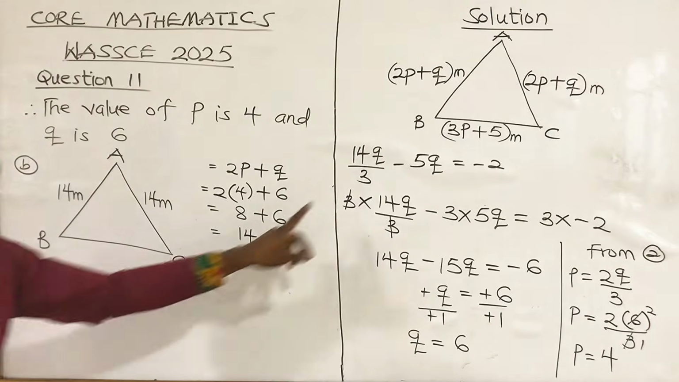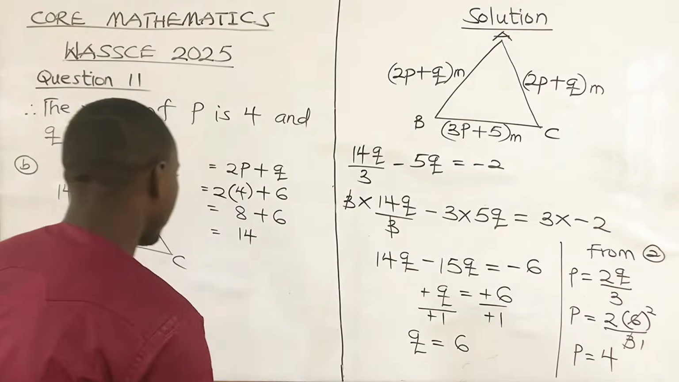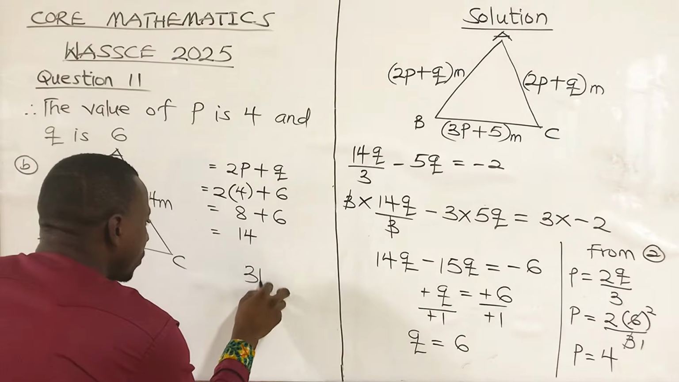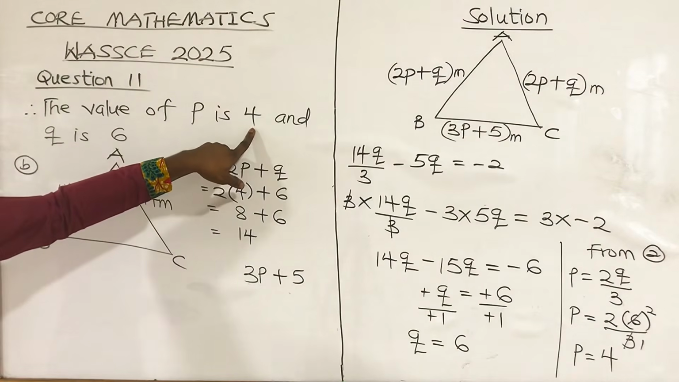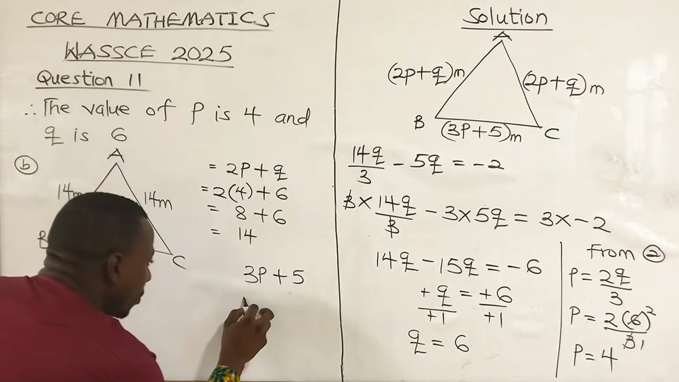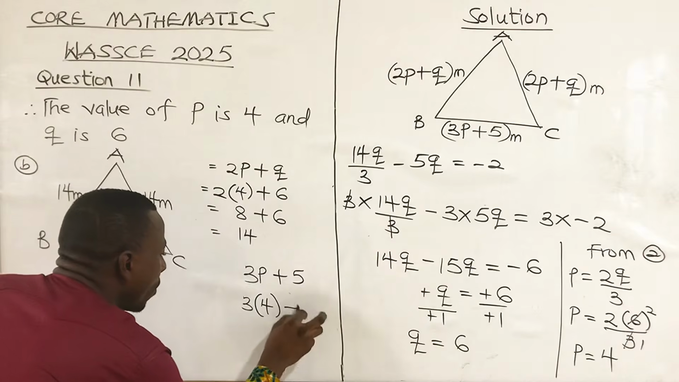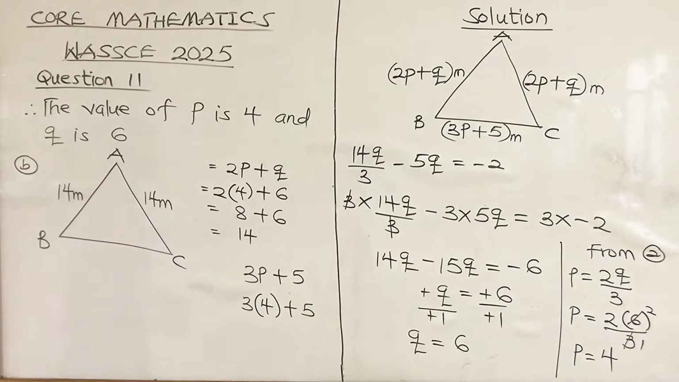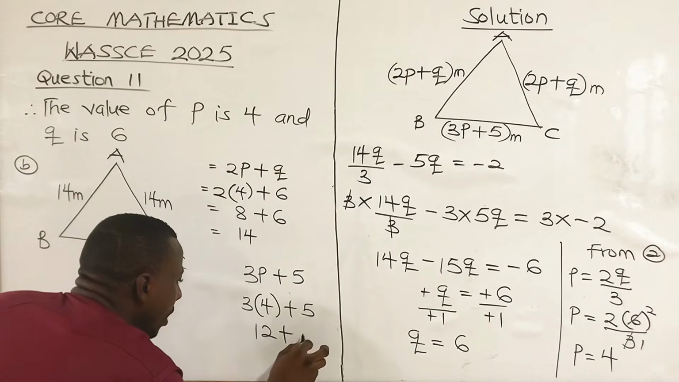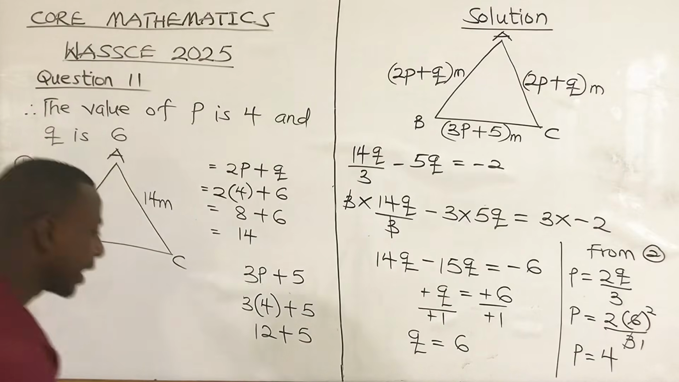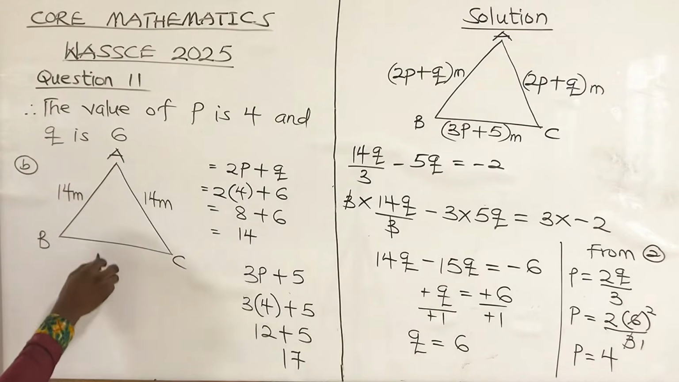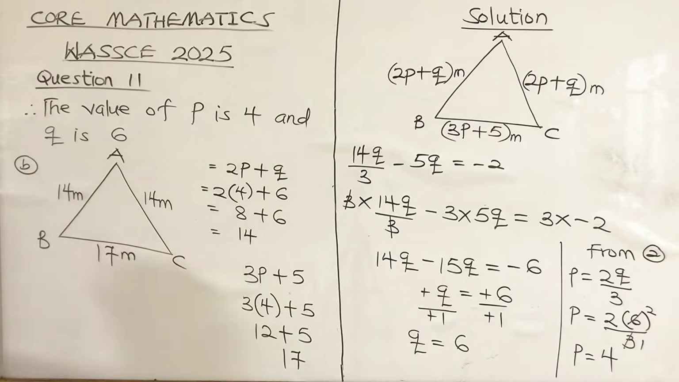Now let's look at the distance BC, which is 3P plus 5. We have the value of P to be 4. So 3 multiplying 4 plus 5. 3 times 4, we have 12 plus 5. And 12 plus 5, we are getting 17. So we have BC to be 17 meters. All right.